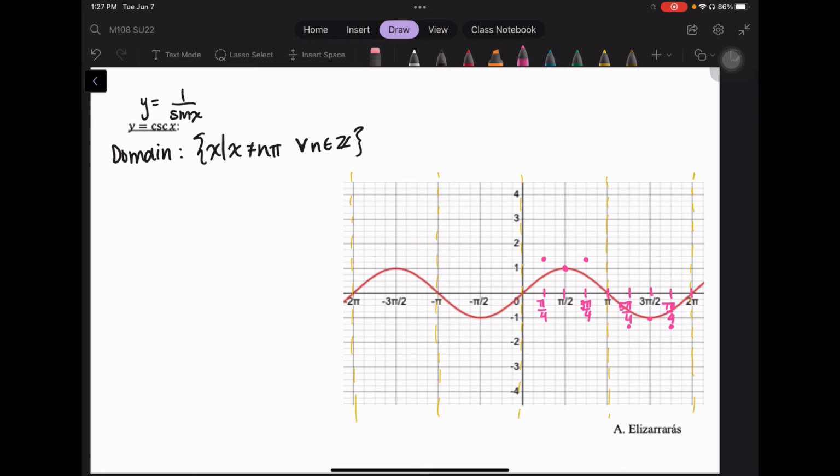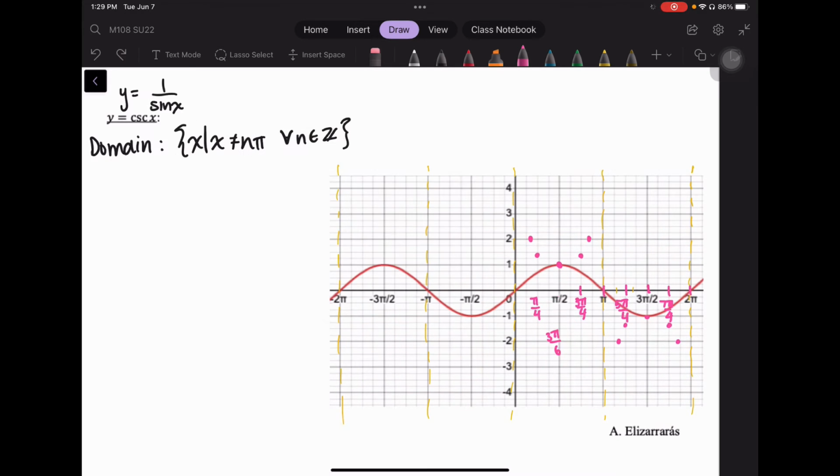At pi over 6, the graph was 2. At 5 pi over 6, the graph was also 2. And then at 7 pi over 6 and 11 pi over 6, the graph was negative 2. Connecting this graph, we get a function that goes positive without bound, and then in between pi and 2 pi, the function gets larger and larger in the negative direction without bound.